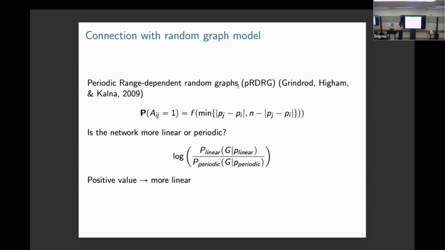With this we can compute the log likelihood ratio between the periodic and linear models, and if it's positive, then we can say it is more linear. So there's no true model or best model, but we can still compare or quantify the relative strength of models that are present in the data.